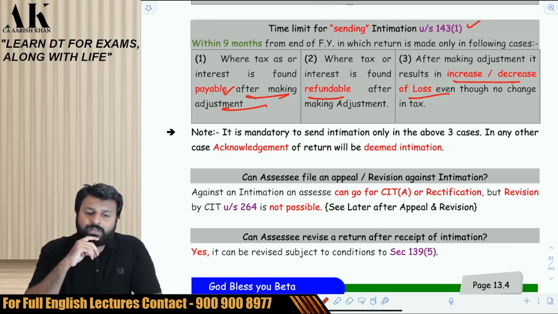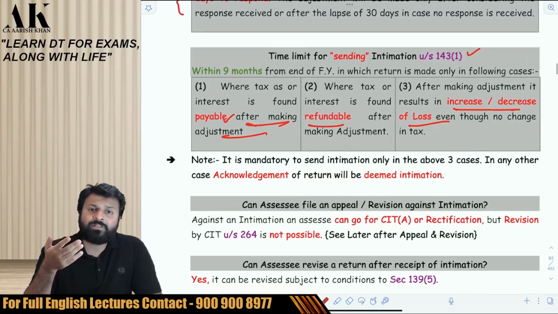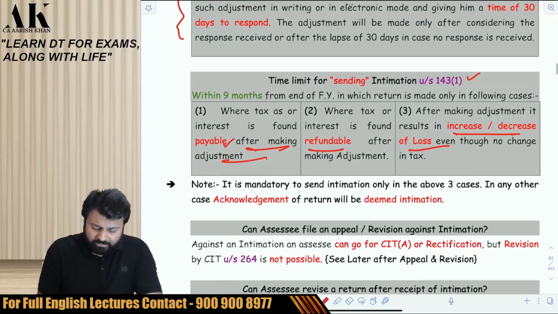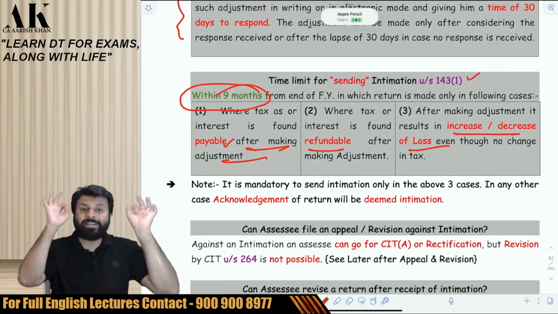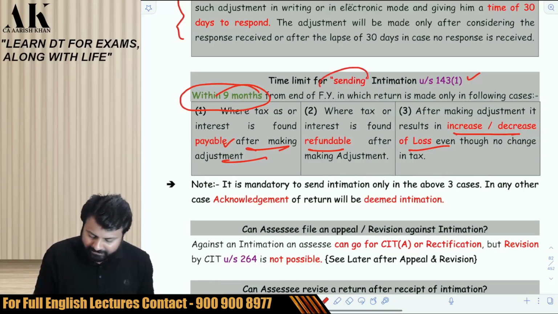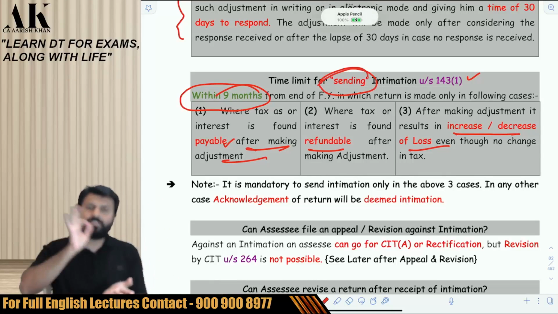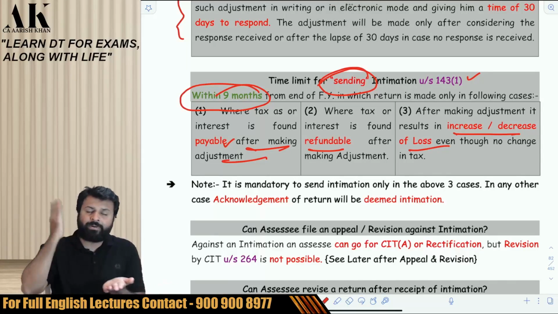So the acknowledgement which you have got while filing the return will be considered as your deemed intimation. Now the question is, by when will the department send you the intimation or deemed intimation? The time limit is here. Earlier it was 12 months. Finance Act 2021 has reduced the time limit to 9 months. The intimation has to be sent by the department. Sending is important. The time limit is for sending. You may receive it late, that's fine, but the department has to send it on time.